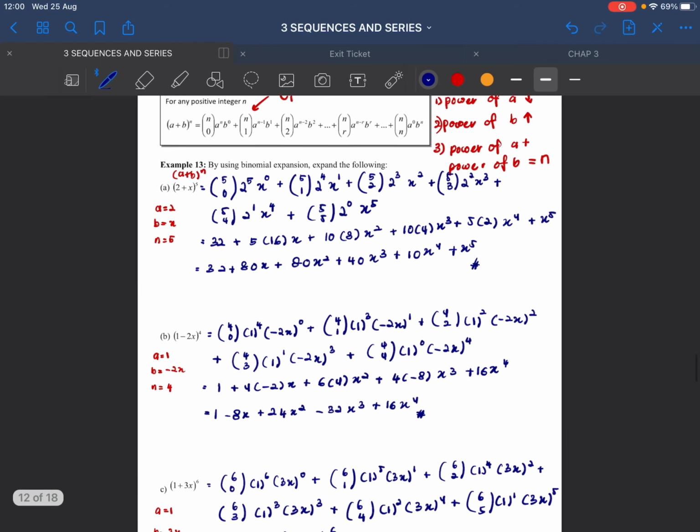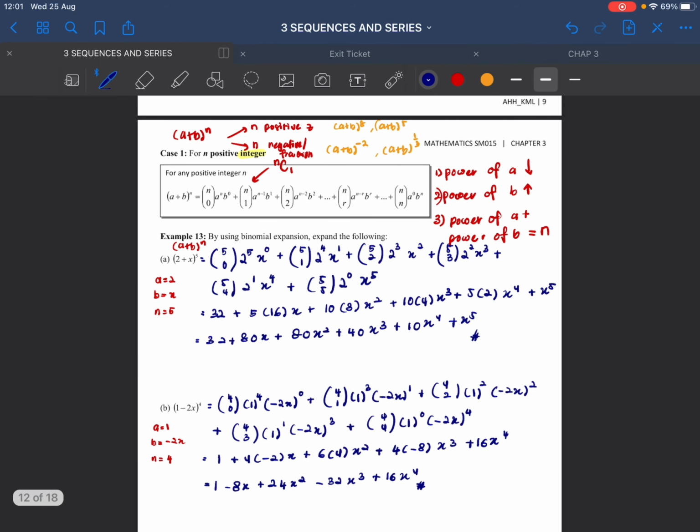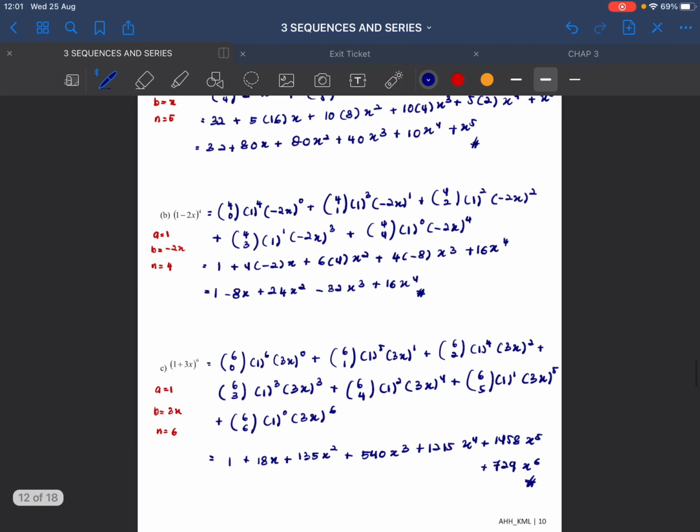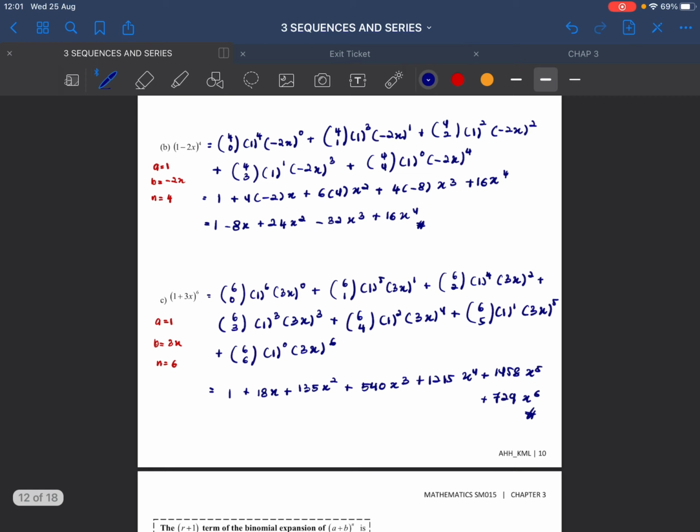Okay, so that is how we do binomial expansion for n is a positive integer. Okay, so next video we are going to see how to find the coefficient of the term. Okay, jumpa di next video.